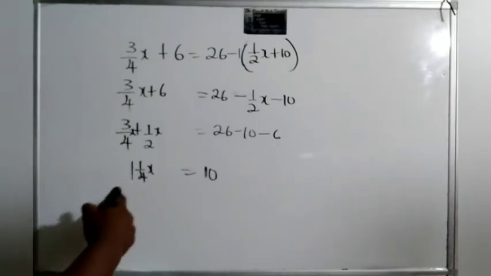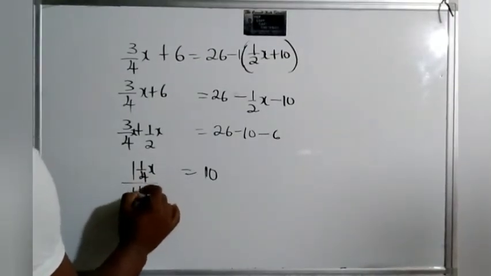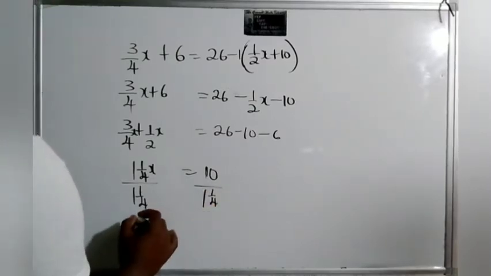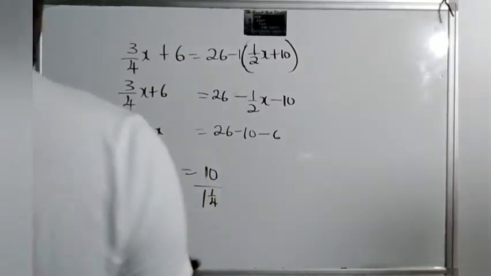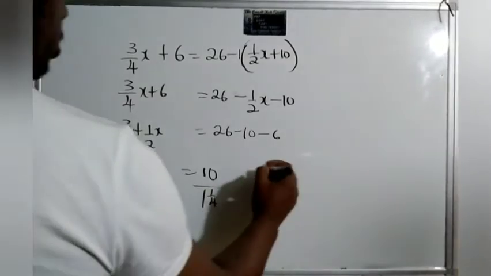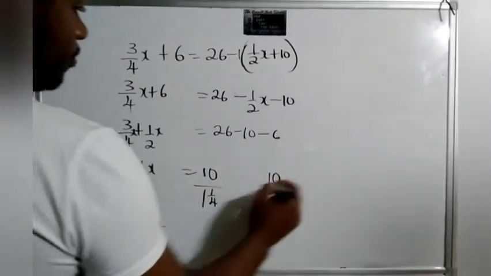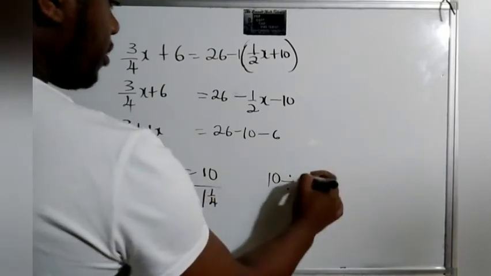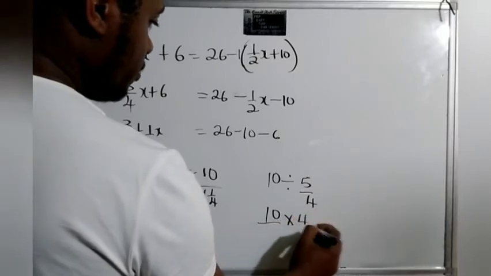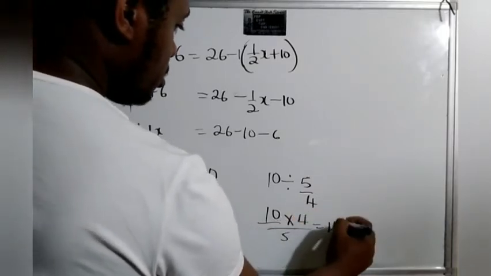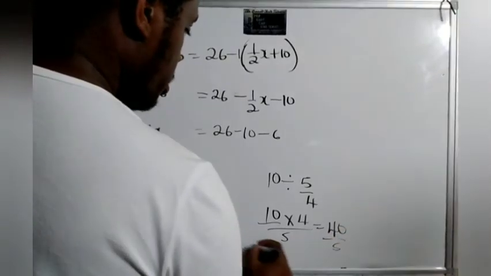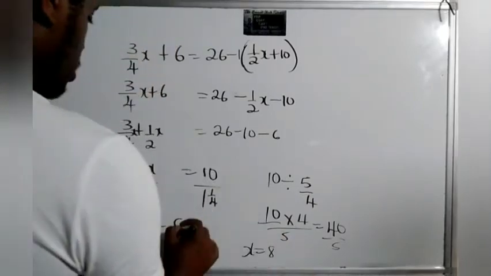And now, remember, we want to find x, so we can divide by 1 1/4. Do to one side and do to both sides. So x is equal to 10 divided by 1 1/4. This is the same thing as 10 divided by 5/4. Invert, put 4/5. So that will give us 40 divided by 5, and x is equal to 8.